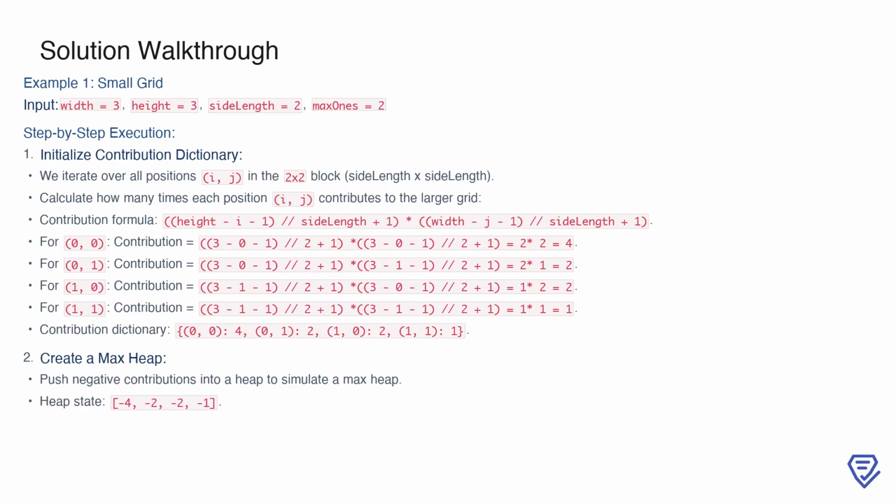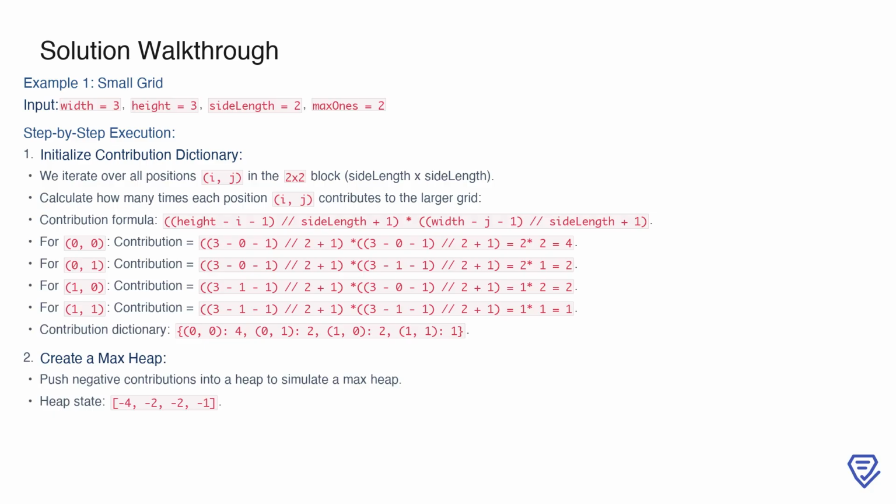The goal here is to calculate how many times each position within the block defined by the side length contributes to the overall grid. For this, we iterate over all positions i, j in the 2x2 block, and for each position, we use the formula (height - i - 1) / side length + 1, multiplied by (width - j - 1) / side length + 1, to determine its contribution. For example, for position 0, 0, this formula evaluates to 2 * 2 = 4, meaning this position contributes 4 times to the larger grid.